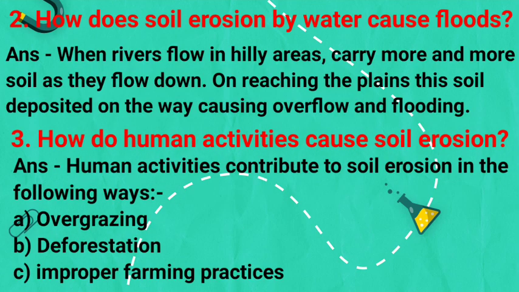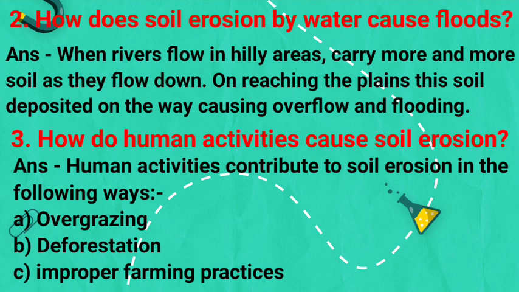2. How does soil erosion by water cause floods? Answer. When rivers flow in hilly areas, they carry more and more soil as they flow down. On reaching the plains, this soil is deposited on the way, causing overflow and flooding.